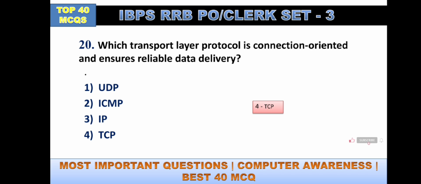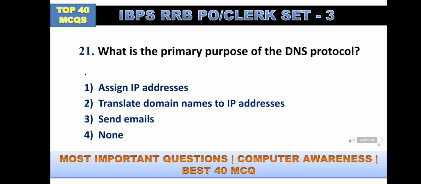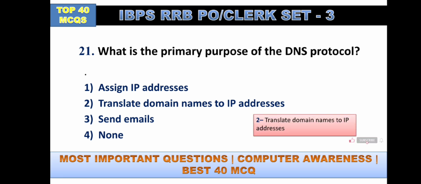So this is called TCP, Transmission Control Protocol. Okay. What is the primary purpose of the DNS protocol? See, the primary purpose of the domain name server, or you can say domain name system, is to translate domain name to IP address. Okay. To translate domain name to IP address.